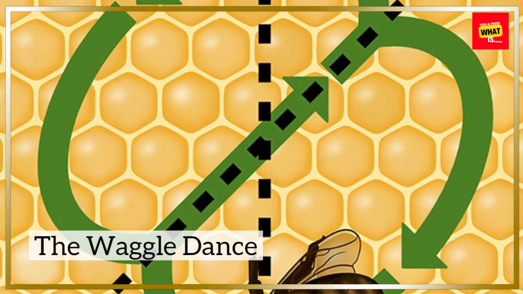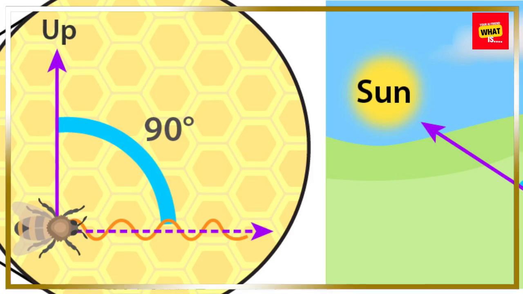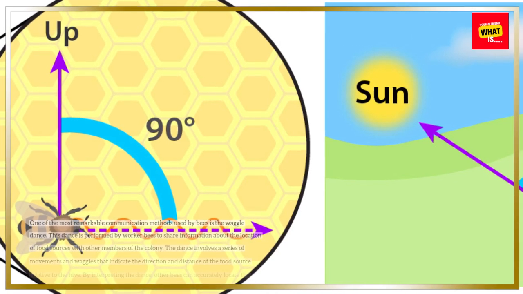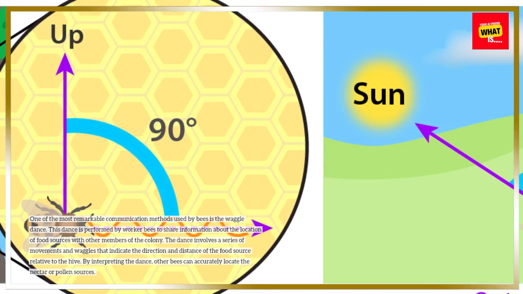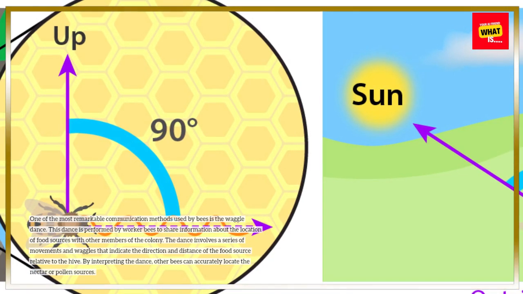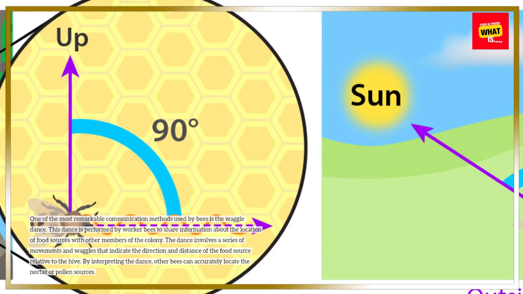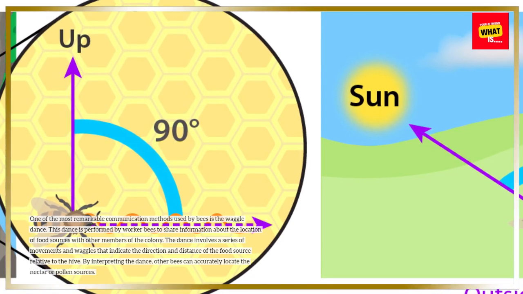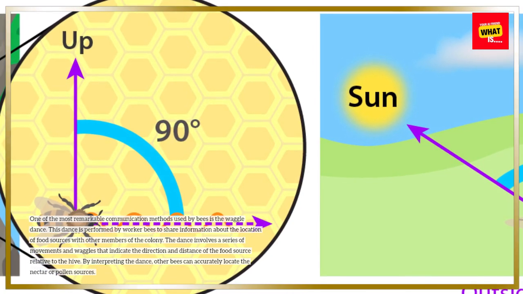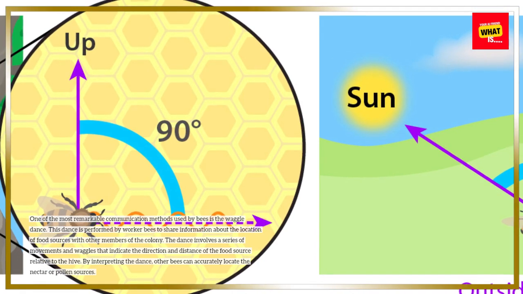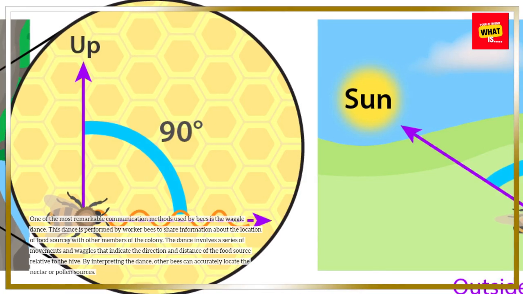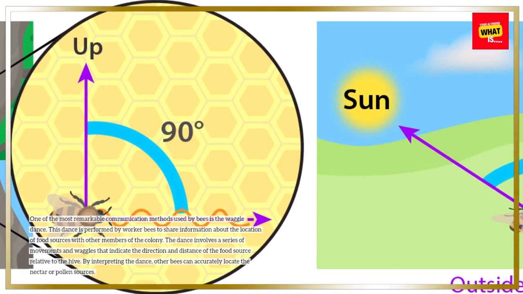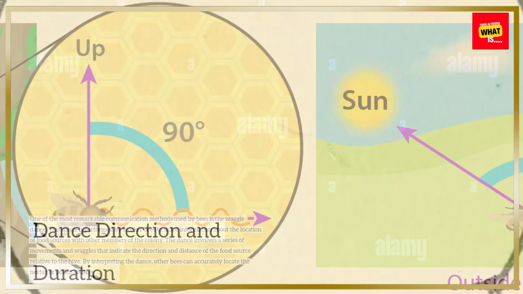The waggle dance. One of the most remarkable communication methods used by bees is the waggle dance. This dance is performed by worker bees to share information about the location of food sources with other members of the colony. The dance involves a series of movements and waggles that indicate the direction and distance of the food source relative to the hive. By interpreting the dance, other bees can accurately locate the nectar or pollen sources.